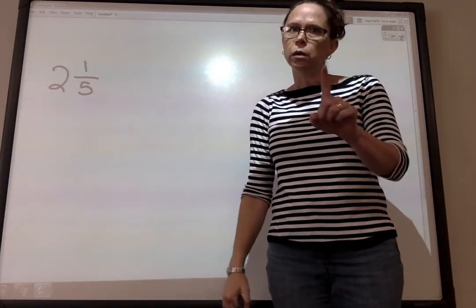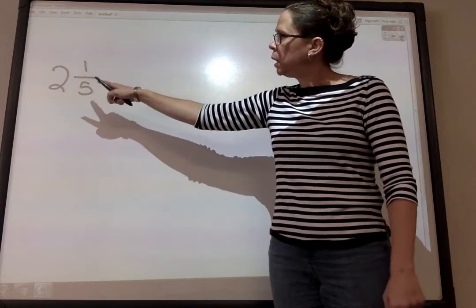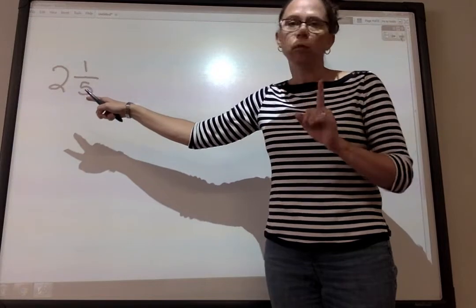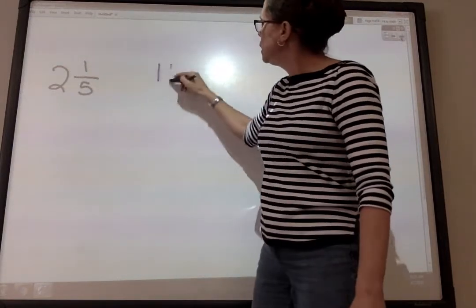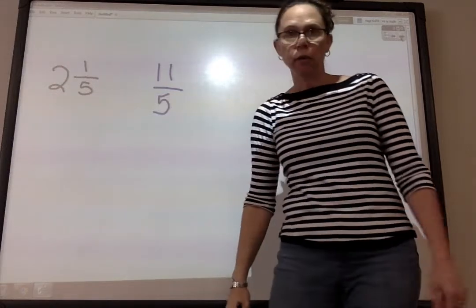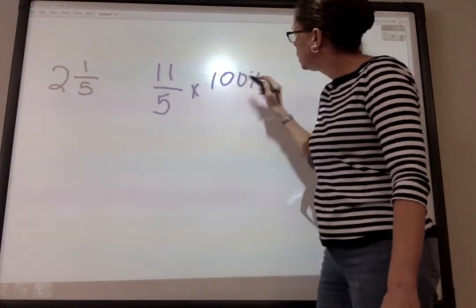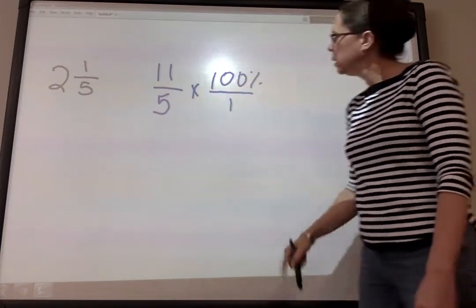1/5. Before I multiply by 100%, I do not want a mixed number. I want to make it what? Right, improper. 2 times 5 is 10, plus 1 is 11. 11 over 5. Multiply by 100%. This is a fraction, so let's make this a fraction by putting it over 1.